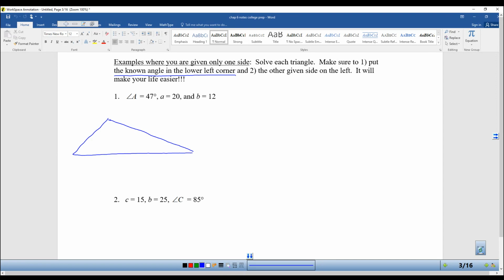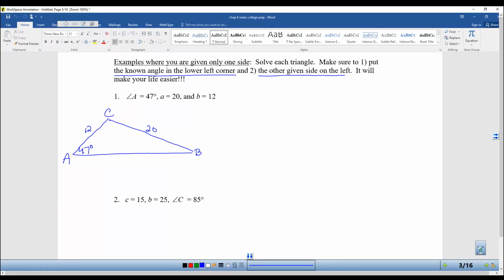Okay. So if this is A and this is 47, and then this is 20, and then put the other side on the left, not on the bottom. It's not that it has to go there. It's just for the purpose of explanation, it'll make everything easier. So if that's side B, this must be angle B, and this must be angle C.